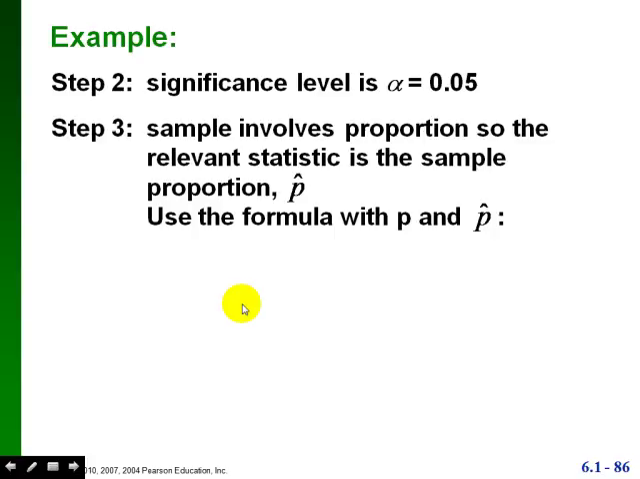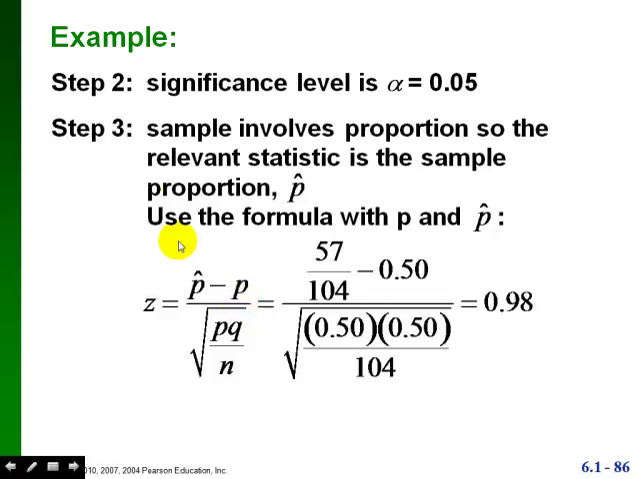And step 3 is to find our test statistic. So here's our formula. Notice that for the p-hat, the sample proportion, we're putting in the 57 out of 104. That's how many of the women successfully guessed the sex of their babies. So this was the number of successes over the number of trials. And the p of 0.5 came from our null hypothesis. The 104 is our sample size, and again, here's the p of 0.5 and the q, which is 1 minus p. So our test statistic comes out to be z equals 0.98.